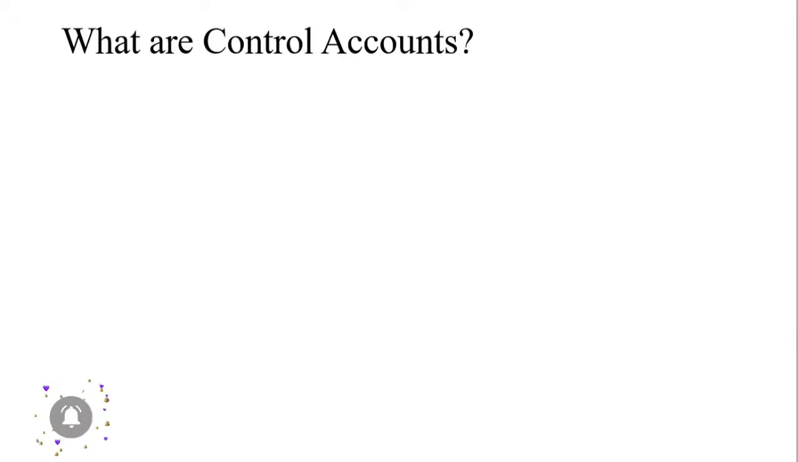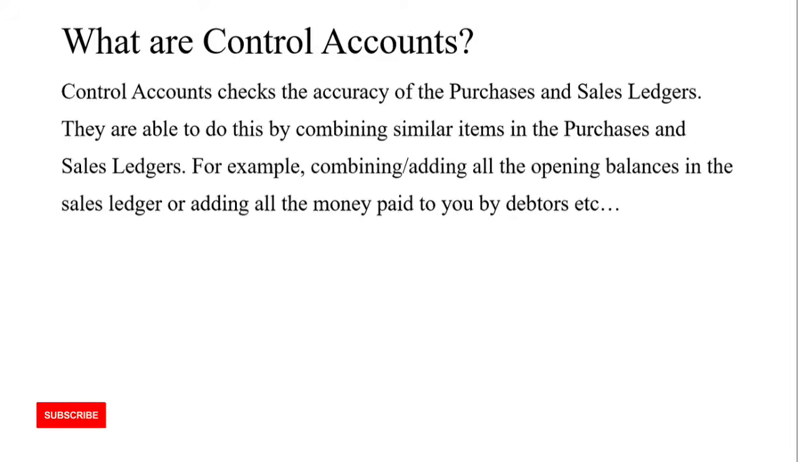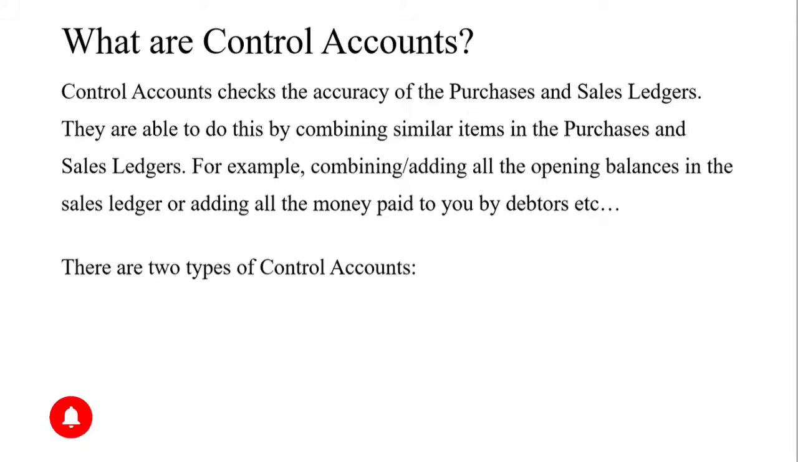So then, what are control accounts? Control accounts check the accuracy of the purchases and the sales ledgers. They are able to do this by combining similar items in the purchases and the sales ledger. For example, combining or adding all the opening balances in the sales ledger, or adding all the money paid to you by the debtors. We don't want to make errors in accounting. Therefore, control accounts is that type of control system that we use to check the ledgers to see if any error was made.